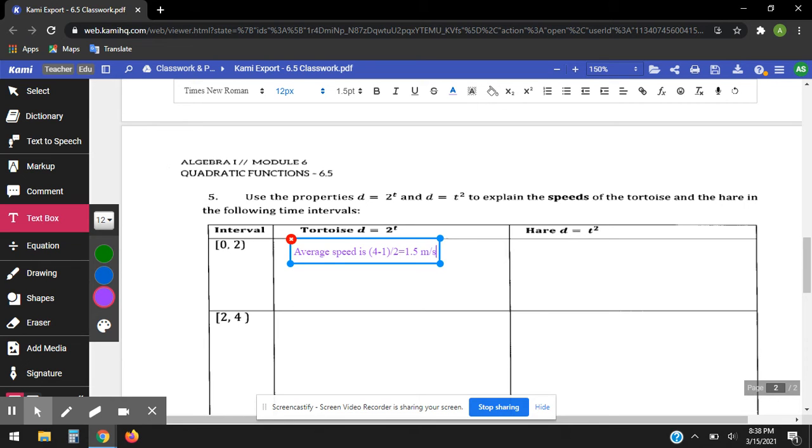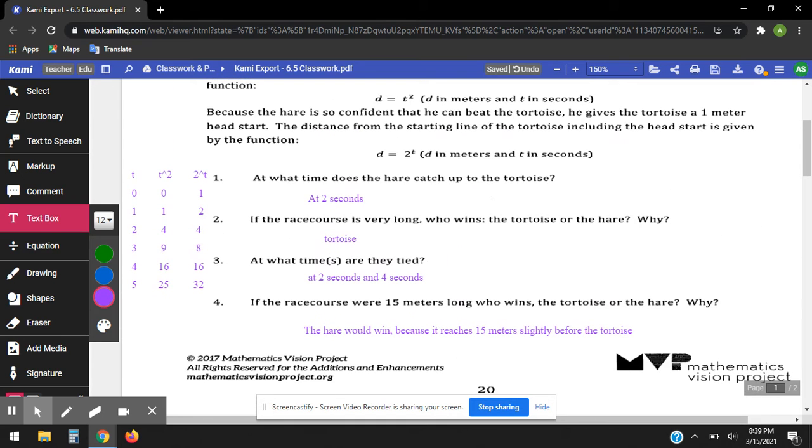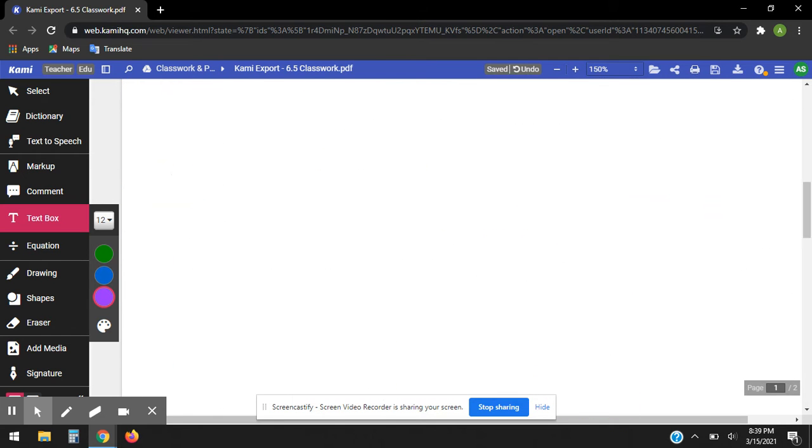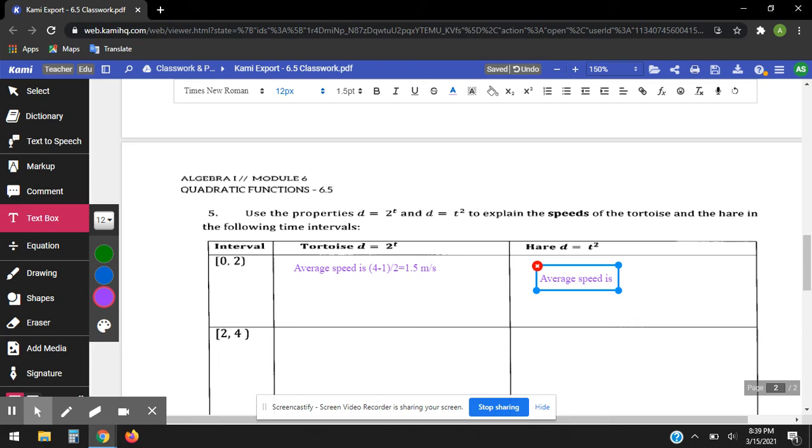Oh wait, the tortoise. What am I doing? Tortoise, yeah, okay, 4 minus 1 right here, so 4 minus 1 over 2 minus 0, I had them backwards. All right, so then the t squared, the average speed is 4 minus 0, because it goes 4 meters during that time, divided by the 2 seconds, equals 2 meters per second. So this one, the hare is actually going faster.